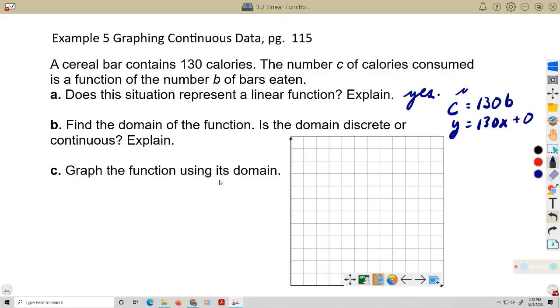Okay, so is this domain discrete or continuous? And this one is continuous because you can actually eat parts of a bar. You don't have to just eat whole bars at a time. And so for this one, the domain is going to be x is greater than or equal to 0, right? So we express this as an inequality because we want any number greater than 0, whether it's a whole number or not. And we'll talk about the graphing of this in class.